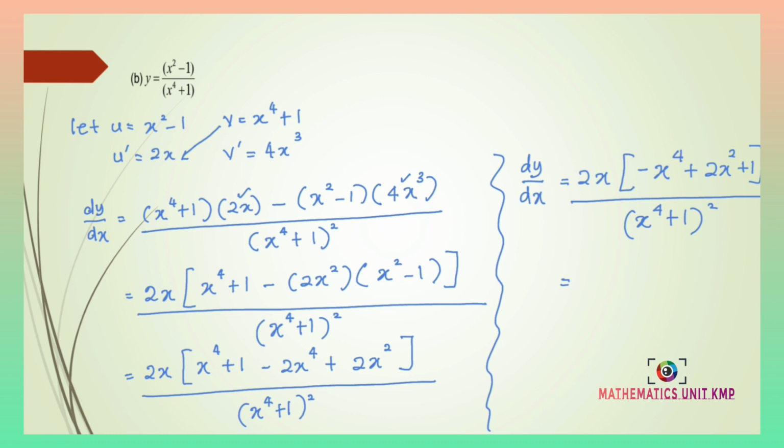And then can we factorize the expression negative x power 4 plus 2x squared plus 1? If we cannot factorize, then we leave the answer like this.